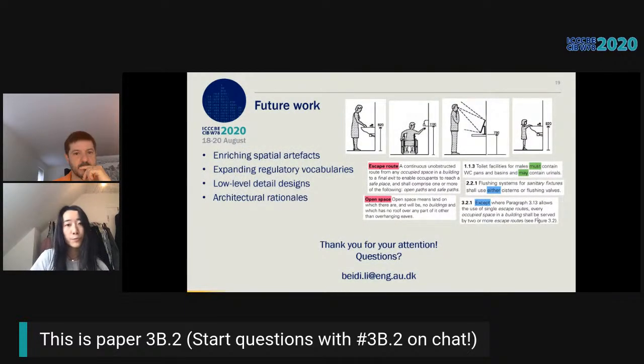Now, in the future, we are intending to enrich spatial artifacts by different types of users, modalities, and situations. We're expanding our vocabulary to have a higher coverage of the building code. And we're also looking into reasoning about low-level detail designs with missing information. And finally, we are trying to generalize our method to other kinds of implicit design constraints, such as architectural rationales.